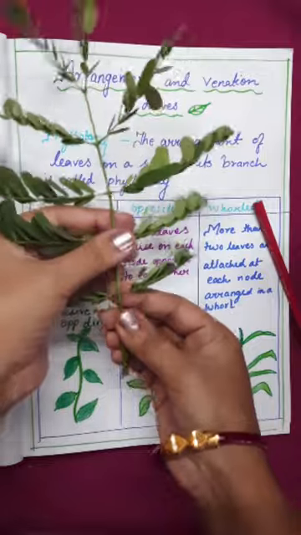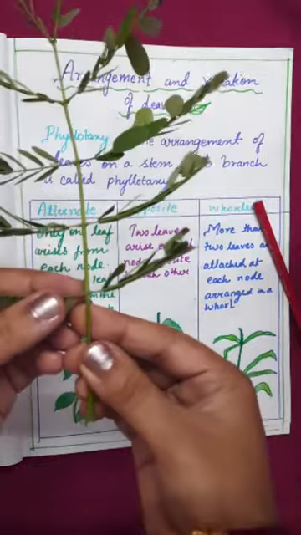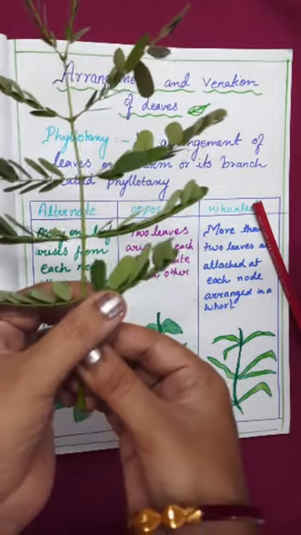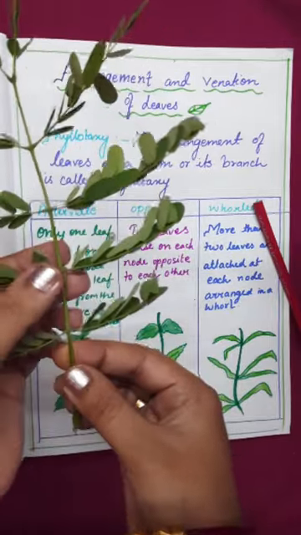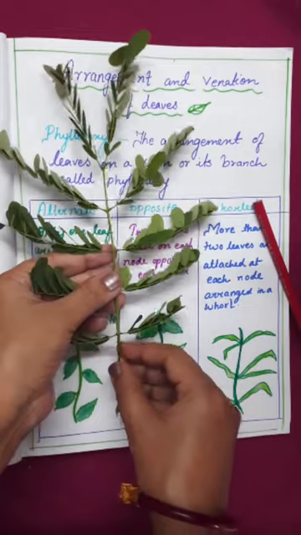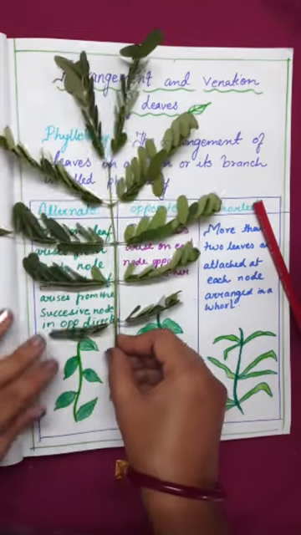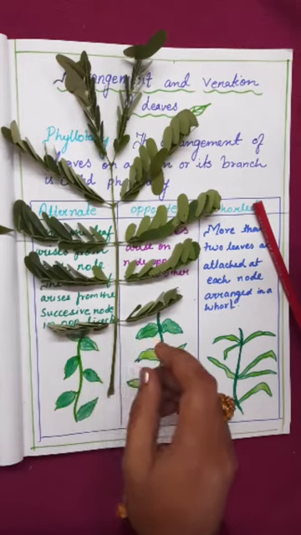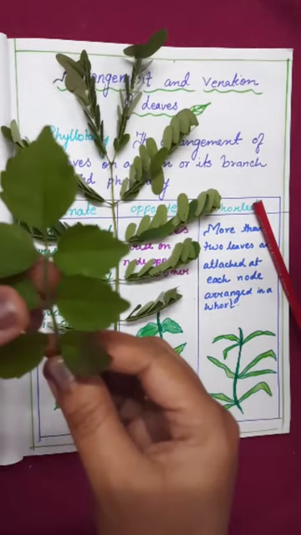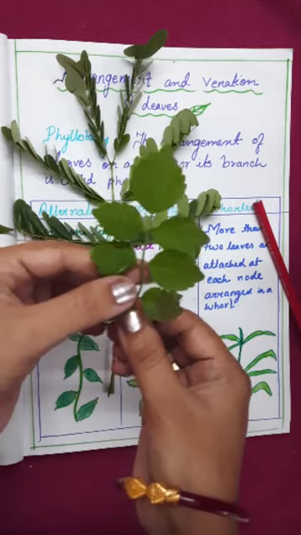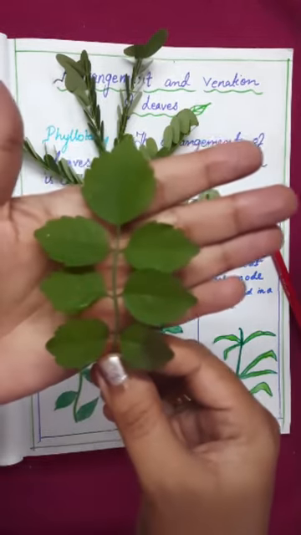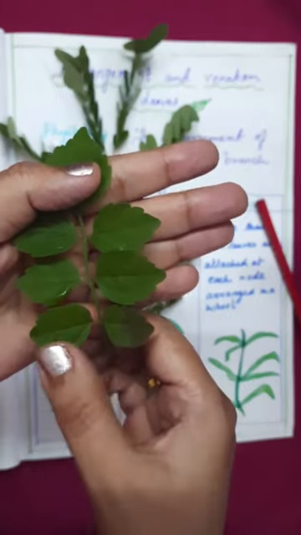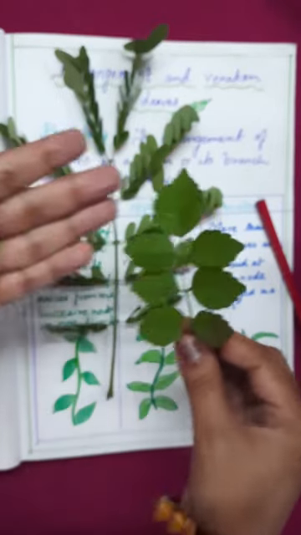See, this is one branch and see here the leaves are in the opposite direction. There is one common node and the leaves are in the opposite direction. So this is one example of a branch where the leaf shows an opposite arrangement. This is one more where you can find that the leaves are in opposite direction. See, in a single node the leaves are in the opposite direction.